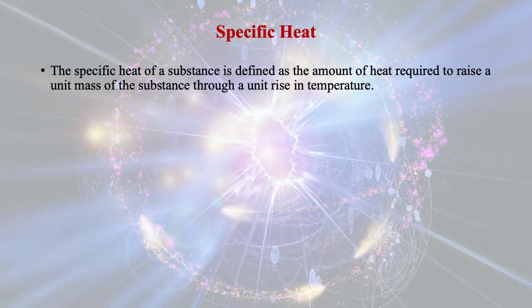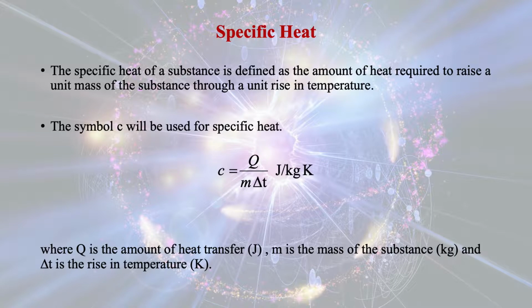Now let us talk about the specific heat. The specific heat of a substance is defined as the amount of heat required to raise a unit mass of the substance through a unit rise in temperature. The symbol C will be used for specific heat. C is equal to Q divided by M delta T, and its unit is Joule per kg K, where Q is the amount of heat transfer, whose unit is Joule, M is the mass of the substance in kg, and delta T is the rise in temperature, unit is Kelvin.